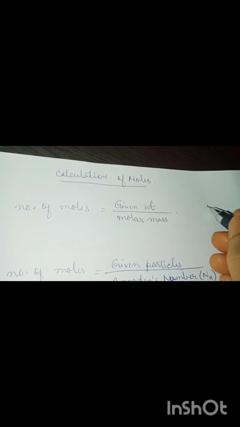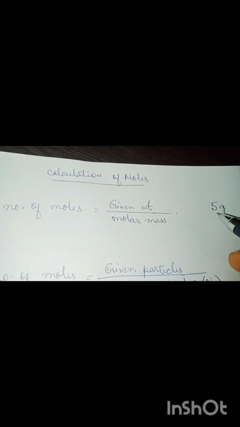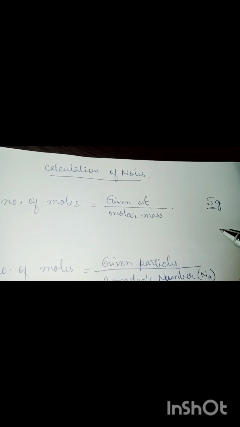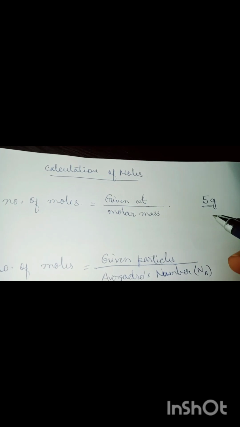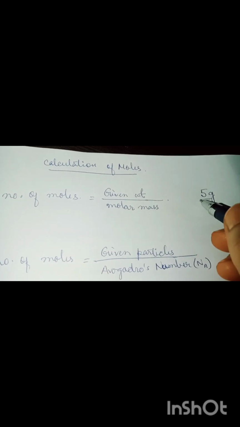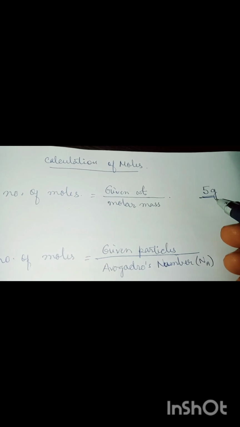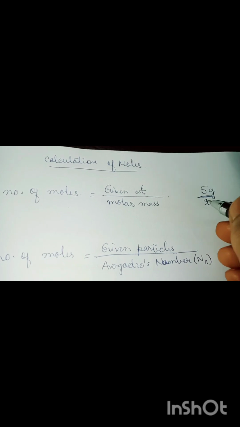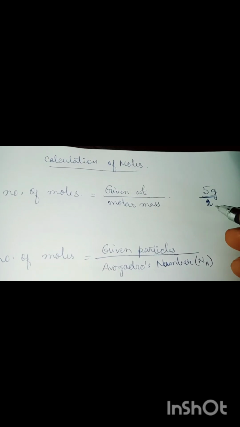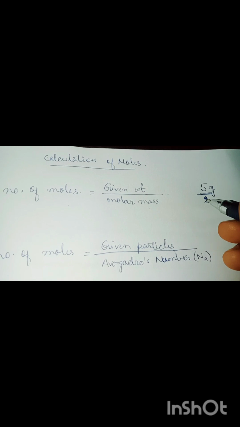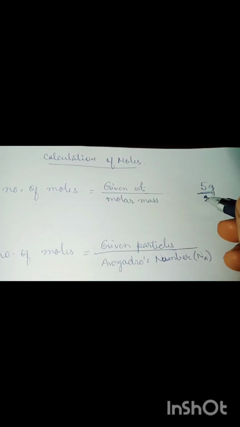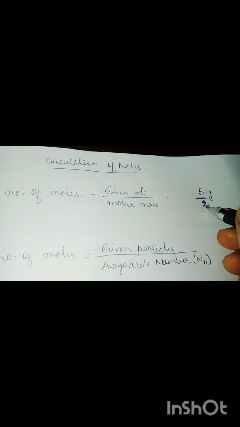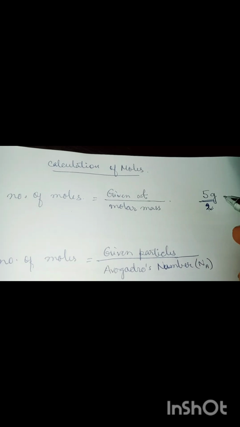For example, 5 gram of hydrogen is given. We have to find out the number of moles in 5 gram of hydrogen. Hydrogen gas always exists in molecular form, so to find the number of moles of hydrogen gas, we have to divide 5 gram by 2. That means the atomic mass of hydrogen is 1, and hydrogen always exists in molecular form, that is H2. So 2 multiplied by 1 gives us 2. So 5 divided by 2 gives us the number of moles.